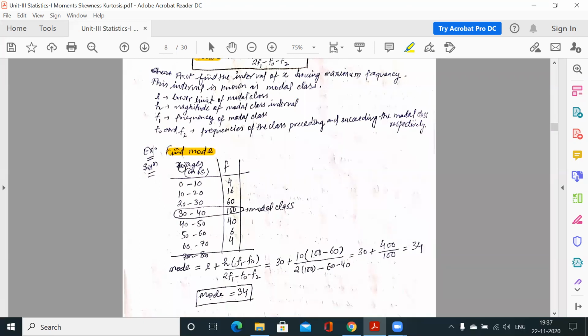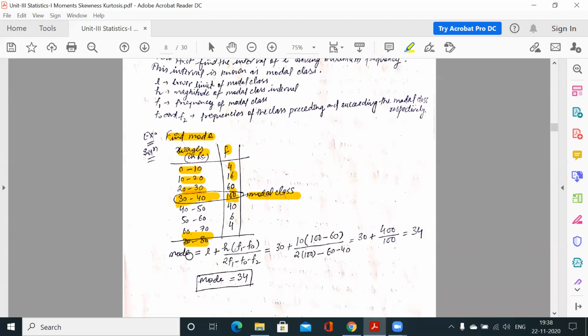Find the mode. The data is wages: 0 to 10, 10 to 20, 20 to 30, and so on up to 70 to 80, which is not there. The corresponding frequencies given are 4, 16, 60, 100, 46, 4. What is the maximum frequency? 100. This is the maximum frequency. Corresponding to this maximum frequency, we have the X interval, and this represents our modal class. We will observe the maximum frequency, and the X interval corresponding to it is our modal class. For this modal class, we will apply the formula.